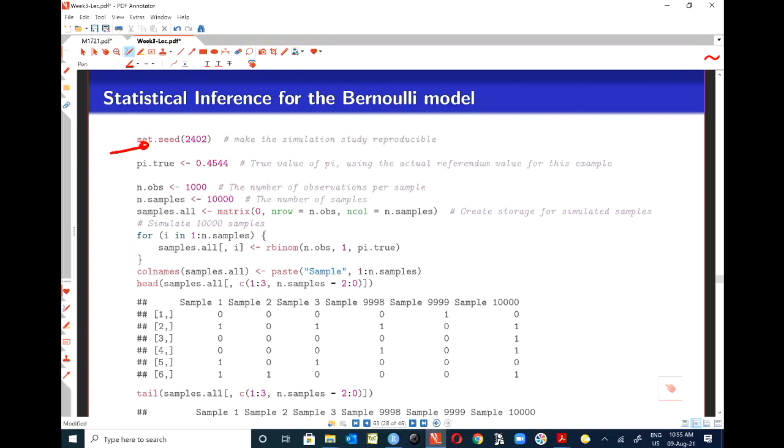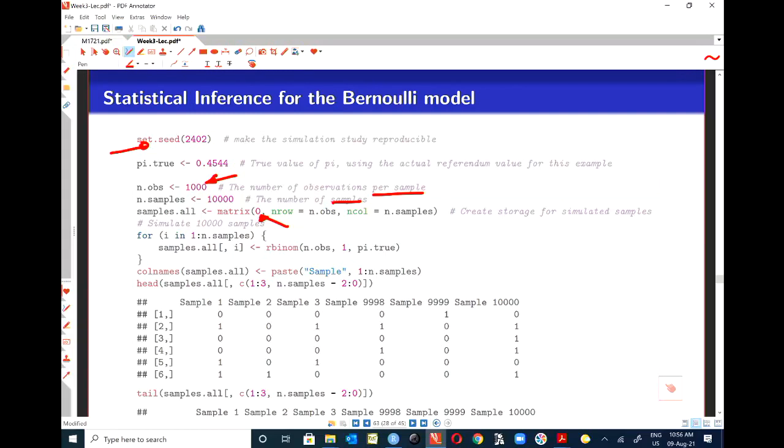And I'm going to take a look at 1,000 observations for each sample. This is my n per sample. And I'm going to take a look at altogether 10,000 samples. So here's my matrix of observations. I first of all initiate them with zeros to get my storage set up. I've got n observations as rows, and my columns are the number of samples, and that way I've got my observations here in rows.